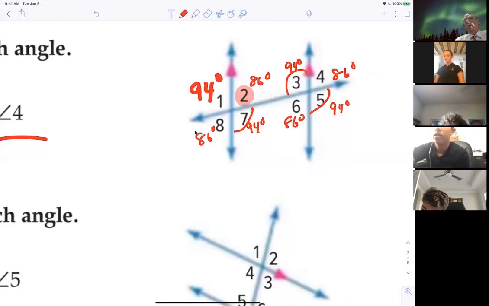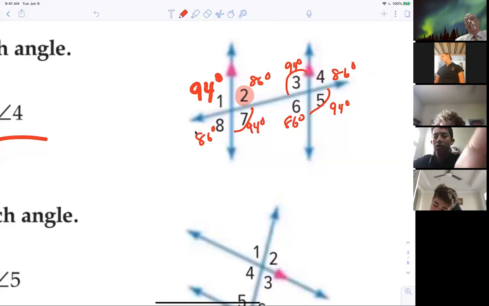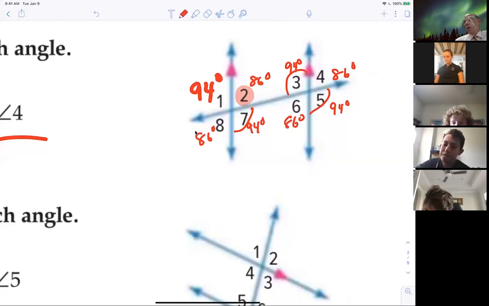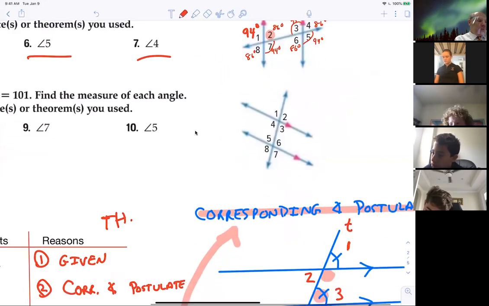Now, what I usually tell kids, if you forget, all of the obtuse angles are congruent and all of the acute angles are congruent. Anytime you see an obtuse and you see an acute, then they have to add up to what? 180. That's how simple this is. Super easy.